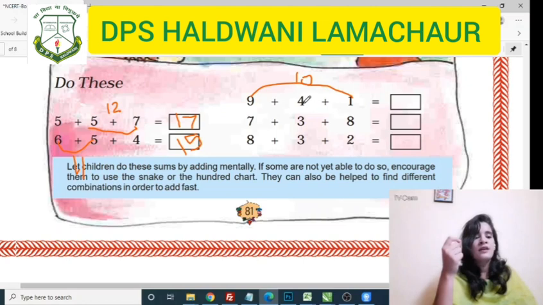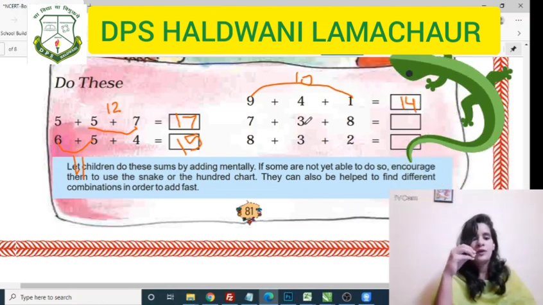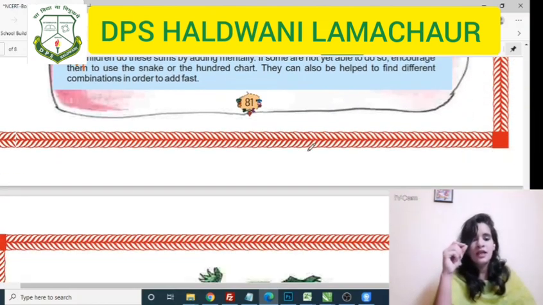Which number is left now? 4. So 10 plus 4 now I will do. 10 plus 4. 10, 11, 12, 13, 14. So the answer is 14. Okay. So you can do this in this way. You can add any two numbers first, then whatever answer comes, you have to add the third one. Okay. So this you will do yourself.